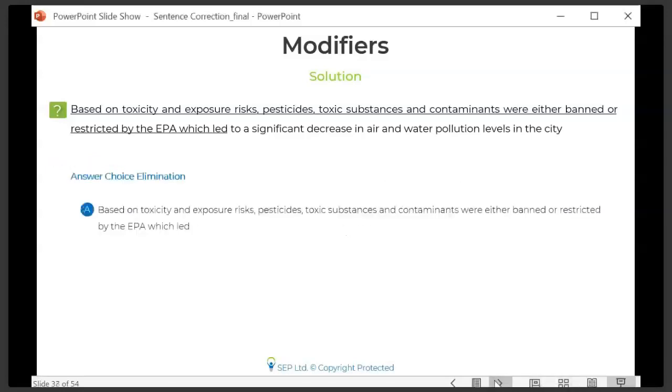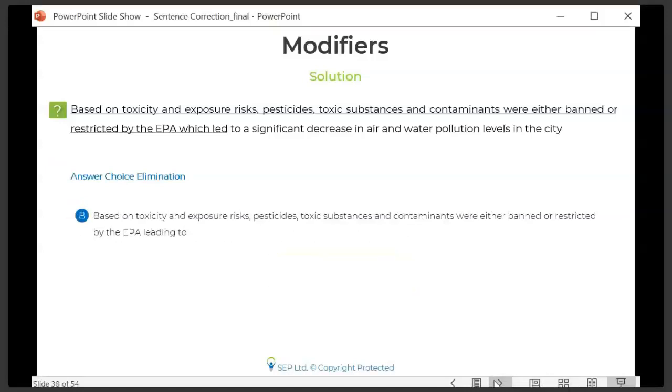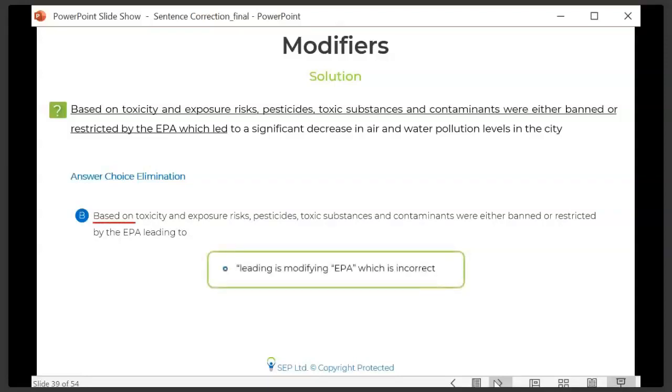So here goes. Choice A, we know, is illogical and therefore it is incorrect. Let's look at choice B. What does choice B say? Now, apart from the error "based on," which is the same as choice A, you see "leading" here is placed next to EPA. Okay, "leading" here is also a modifier. Again, I'm not going to go into the -ing modifier today, but "-ing" here is not a verb because it is not preceded by a helping verb. So "leading" is modifying the closest noun, that is EPA, and that is incorrect.